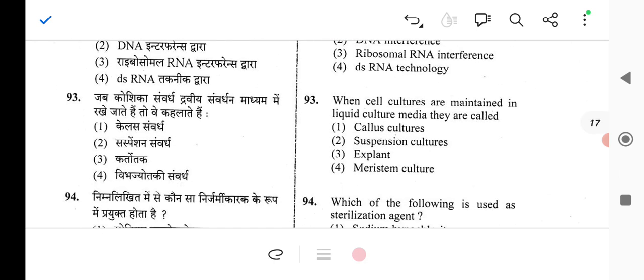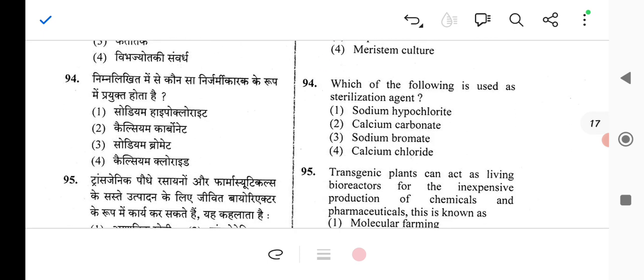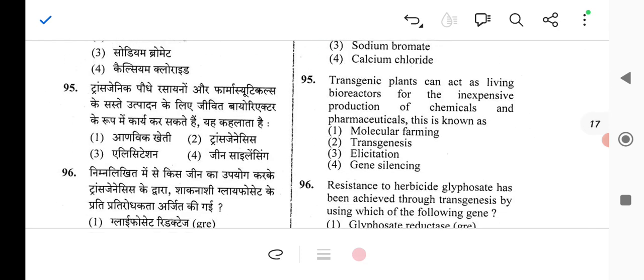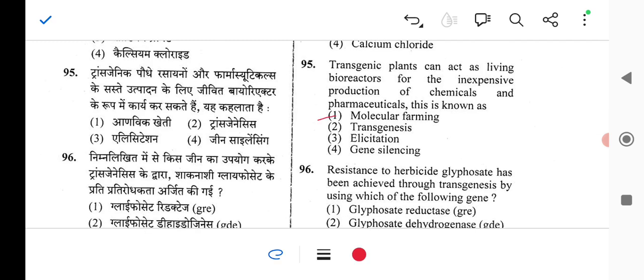Next is when cell cultures are maintained in liquid culture media, they are called suspension culture. Next is which one of the following is used as sterilization agent? Sodium hypochlorite is used as a sterilization agent. Next is transgenic plants can act as a living bioreactor for the inexpensive production of chemicals and pharmaceuticals. So using transgenic plants for inexpensive production of pharmaceuticals, that is molecular farming.